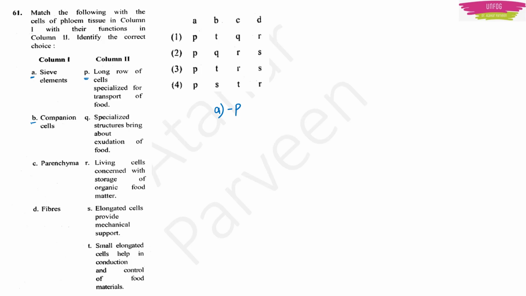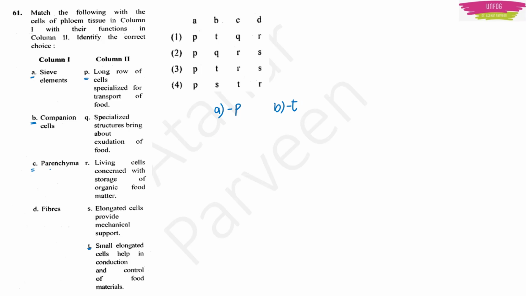Now companion cells. These are a type of cells found in the phloem and help in loading and unloading sugar into the sieve elements. So basically they help in the transportation and control of food materials. The correct option from column 2 that matches our definition is option number T. So for companion cells, it is T.